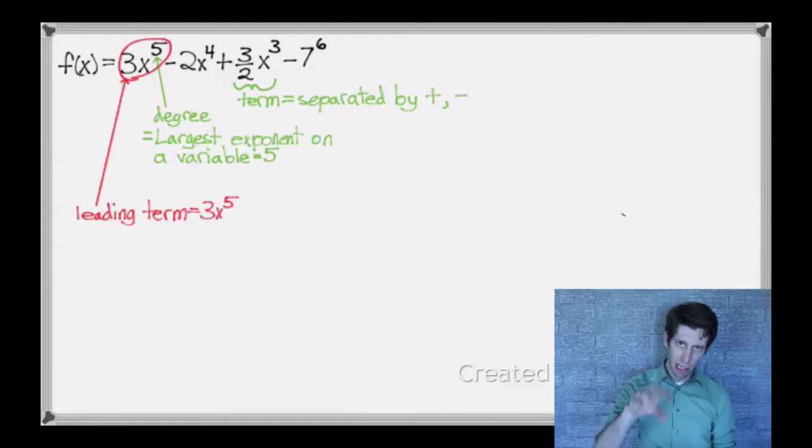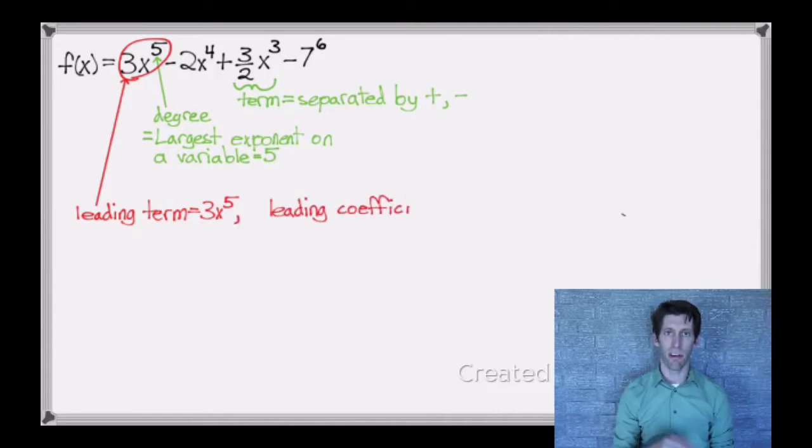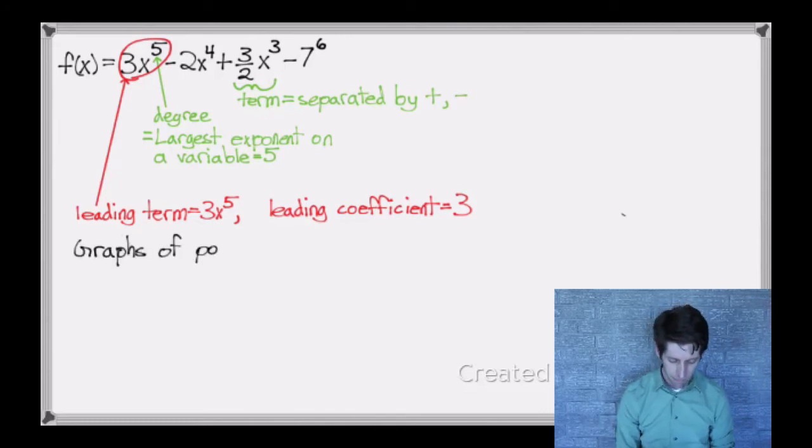So the entire term where the degree comes from, that is the highest degree term, is called the leading term of this polynomial. And in particular, the number that's in front of that term, in this case a 3, is called the leading coefficient. These are all words that we're going to be using repeatedly throughout the next section, so make sure you remember the vocabulary.